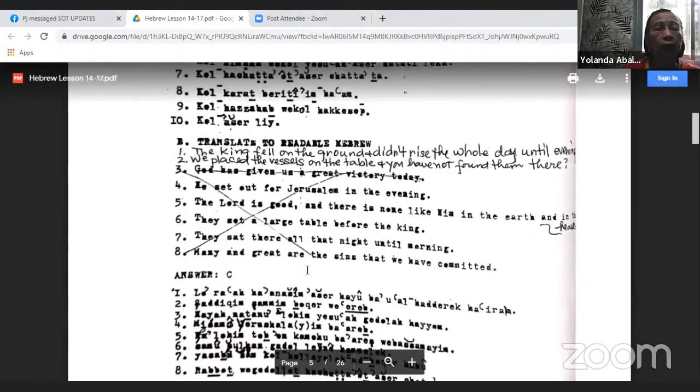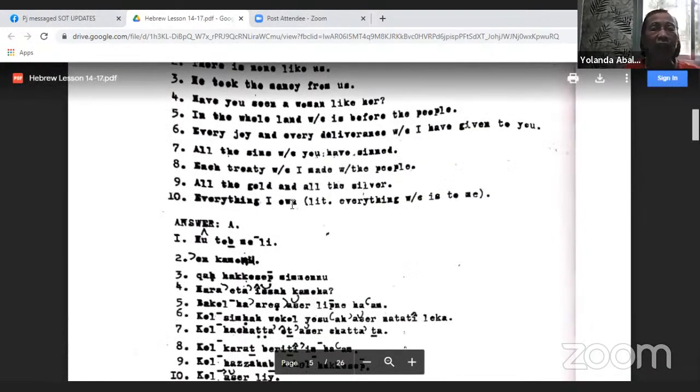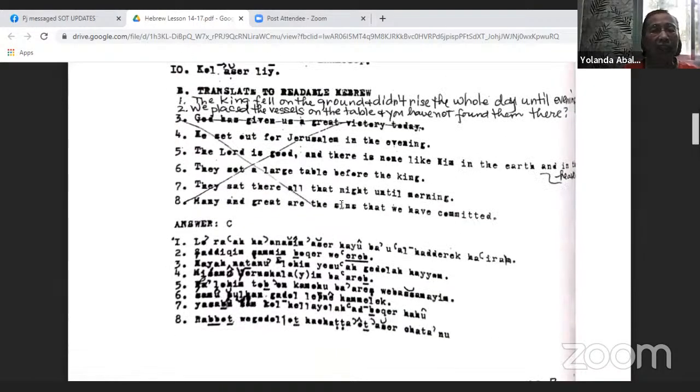Alright, nawala na siya. Nawala na. Gagawin ko yan ulit sa next natin na lesson.